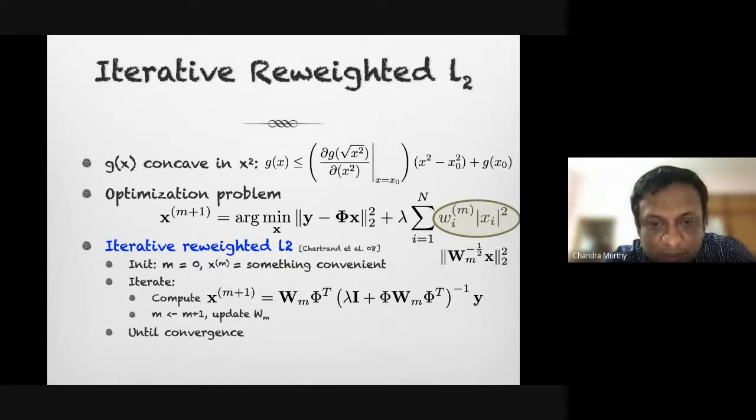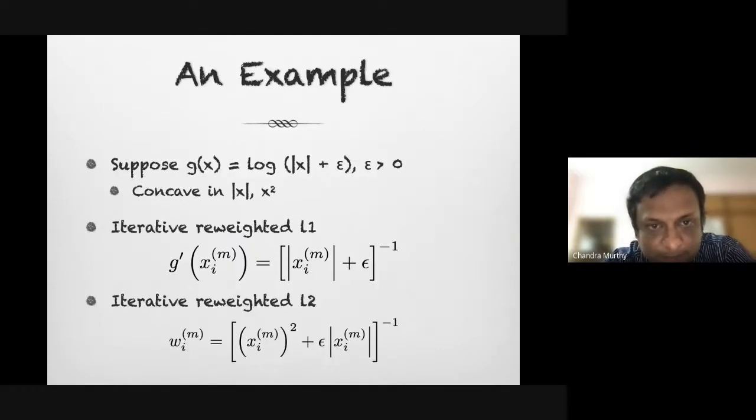And so once I've solved this optimization problem, I have xm plus 1, and I have to take the derivative of g of x with respect to x squared and substitute the value x is equal to xm plus 1 to find the new weights wm. Then I can go back to the first step and recompute xm plus 2 and iterate between these two steps until convergence. So this class of algorithms is called iterative reweighted L2 algorithms.